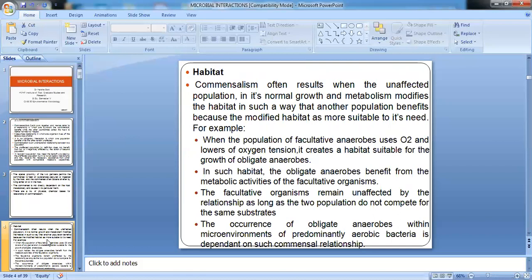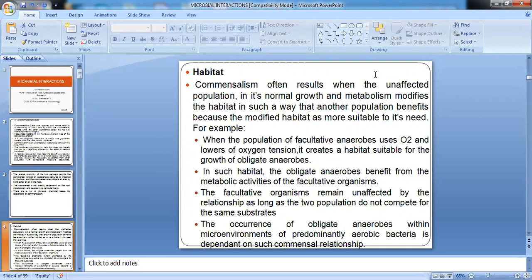A simple example is to consider an environment which has aerobes, facultative aerobes, and anaerobes, and there is presence of oxygen. In presence of oxygen, obligate anaerobes cannot grow. But when facultative and aerobic organisms grow, they will utilize the oxygen in this place. When they use up all the oxygen, the habitat becomes anaerobic. So what has happened? By the growth and metabolic activity of aerobic and facultative anaerobic organisms, an aerobic environment has become anaerobic, which is now suitable for the growth of obligate anaerobes.